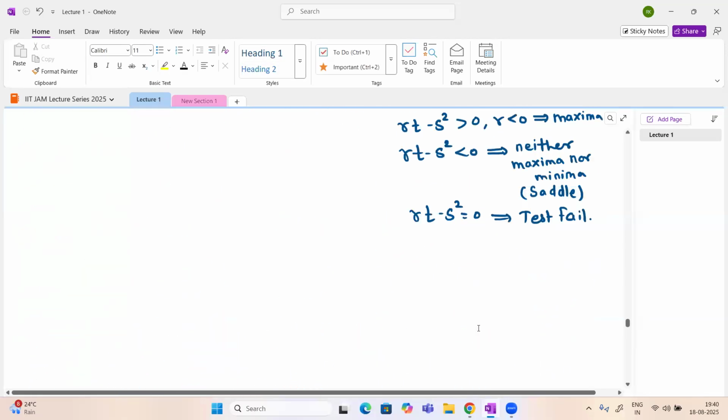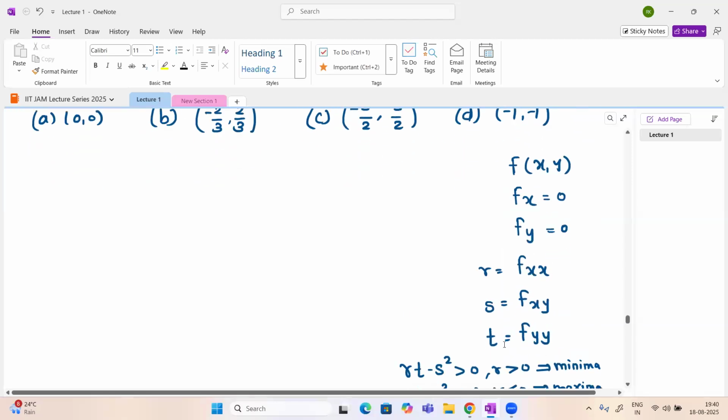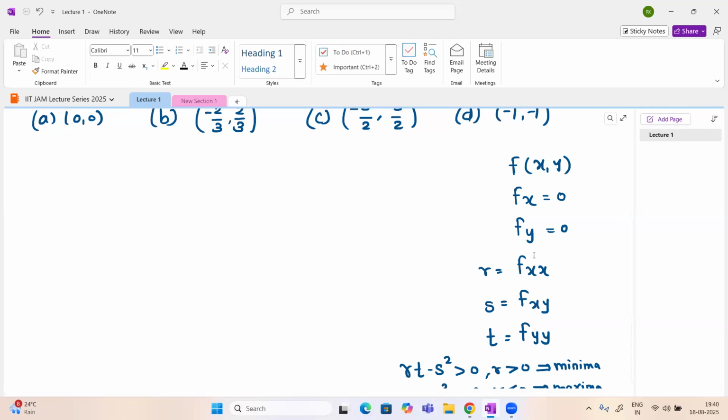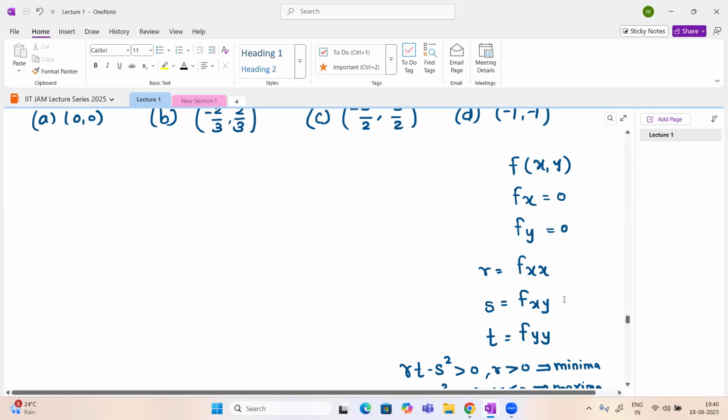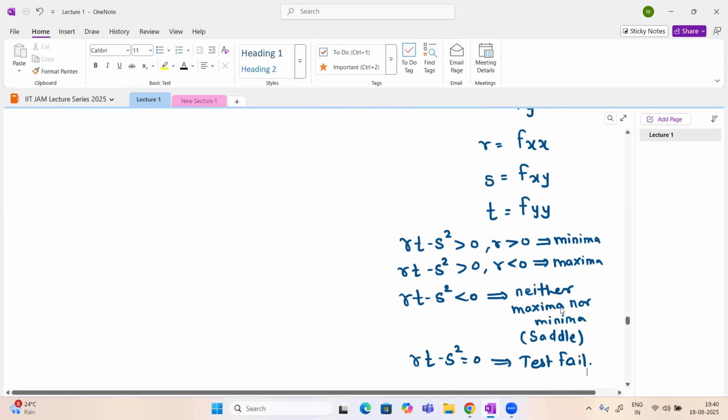I hope all of you understood. Have you understood this one? Yes, sir. So see, simply you have to find the partial derivatives fx, fy, fxx, fxy, fyy. You have to find the stationary points and then find whether we are getting maxima or minima.